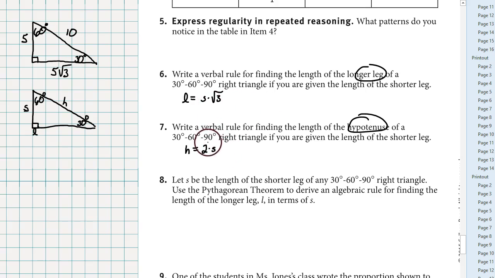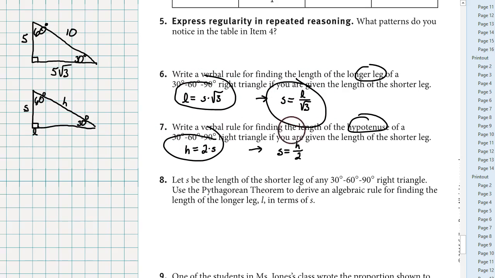We could rearrange these formulas if we needed to. For example, if we needed to find the short leg and we knew the long leg, we could take the long leg divided by the square root of 3. Over here, if we needed to find the short leg and we knew the hypotenuse, we could take the hypotenuse divided by 2. So here are some formulas that we can use with 30, 60, 90 degree triangles. It's really just 2 formulas, but I rearranged them to show what they look like in reverse. I'll pause the video to make sure you have these down in your notes.